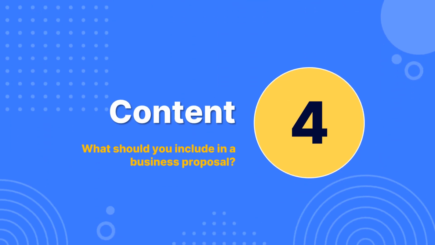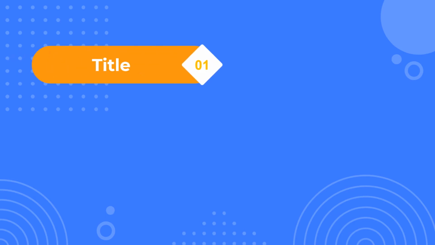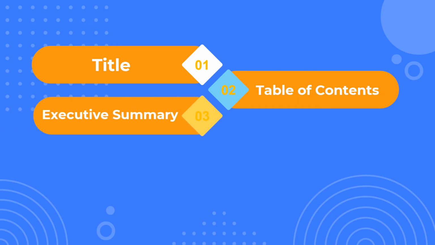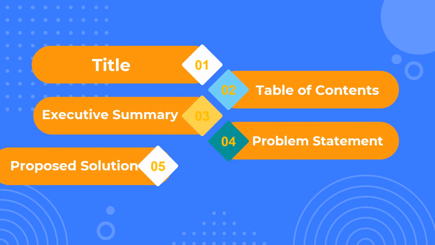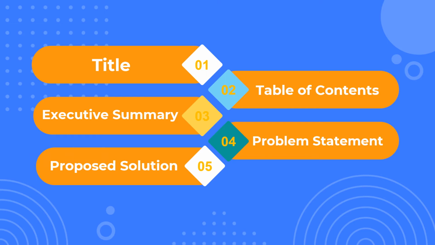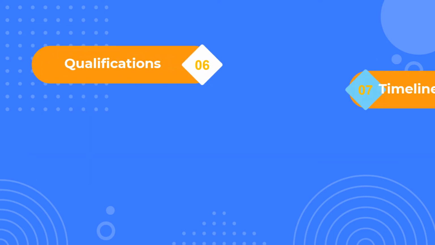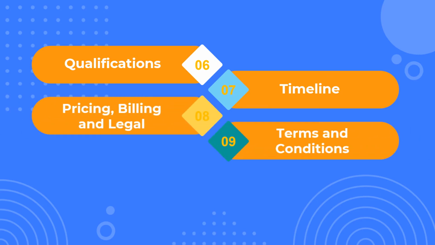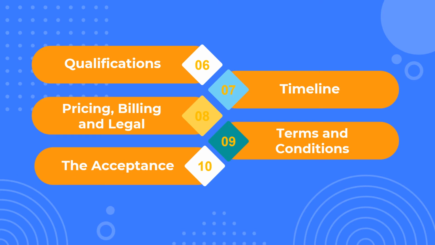Number 4. Content. What should you include in a business proposal? A business proposal should contain a title, table of contents, executive summary, problem statement, proposed solution, qualifications, timeline, pricing, billing, and legal terms and conditions, and the acceptance.